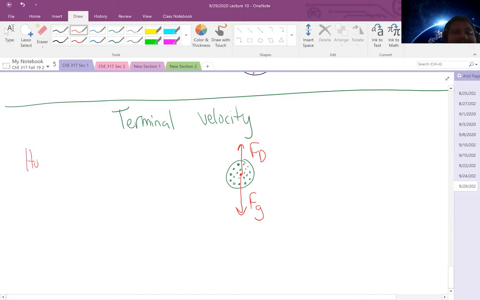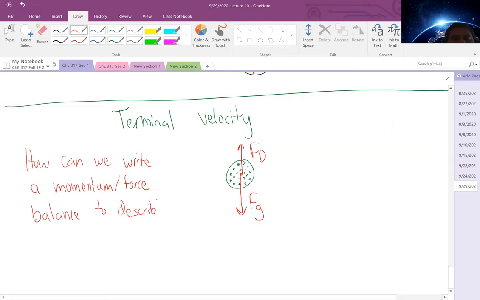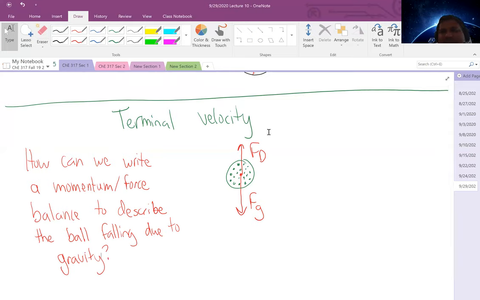So then the question is, how can we write a momentum or force balance to describe the ball falling due to gravity? So short answer is, I want you guys to take a minute or two to do it. So I'm gonna shoot you all into breakout rooms for about 3 minutes to have you discuss and see what you can come up with in terms of a momentum balance. Good practice for the exam. So good luck. See y'all in a couple minutes.